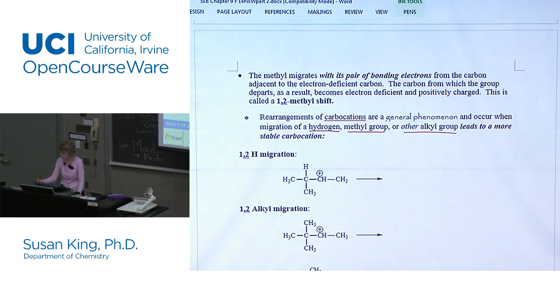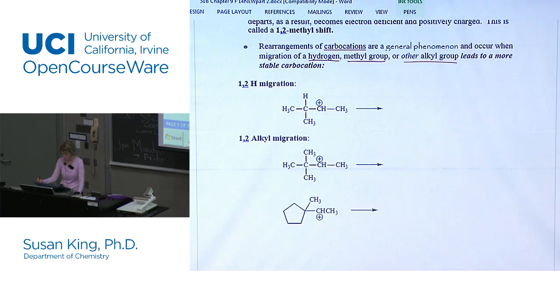Let me show you some examples of each. 1,2 hydrogen migration. So it would be something like this. Notice what's different here. We have a methyl, and a hydrogen. Okay, so in this case, we'd have a hydrogen migrate.